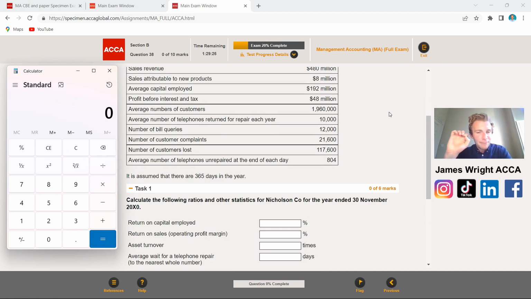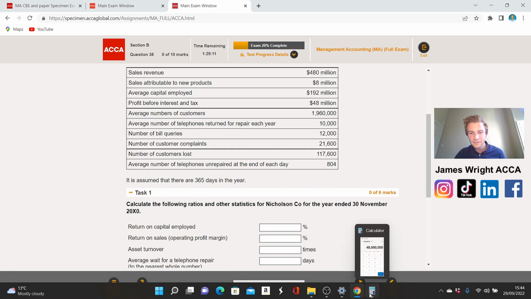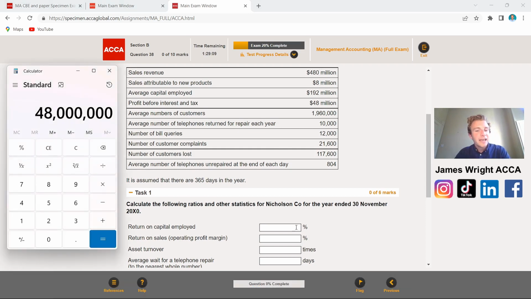The return on capital employed is your profit before interest and tax. So the 48 million on there, that's the 48 million that you can see on there. Let me just make sure we get it all on the screen to make it easier for you to follow. So the 48 million divided by, lo and behold, your actual capital employed. So divide that by the 192 million.